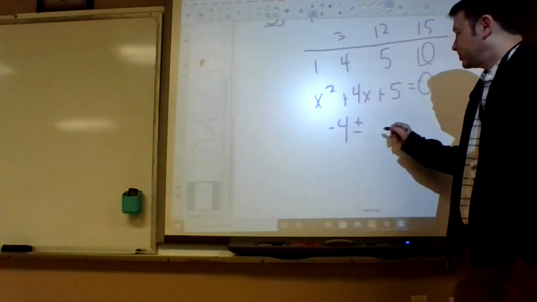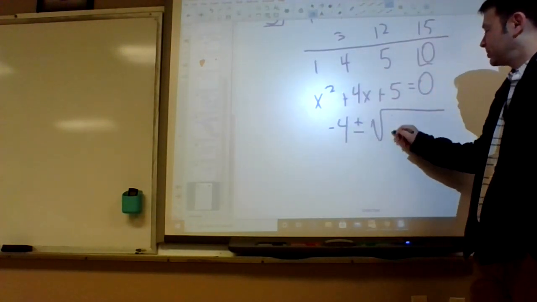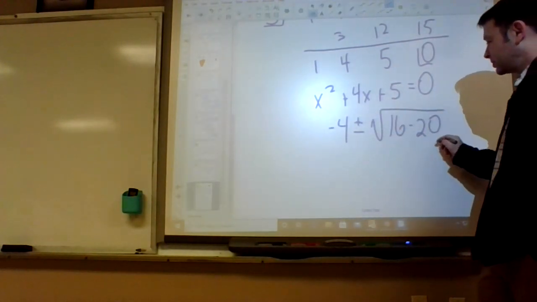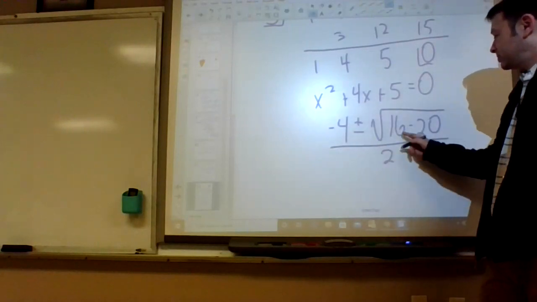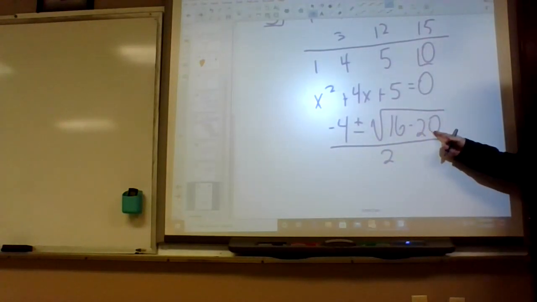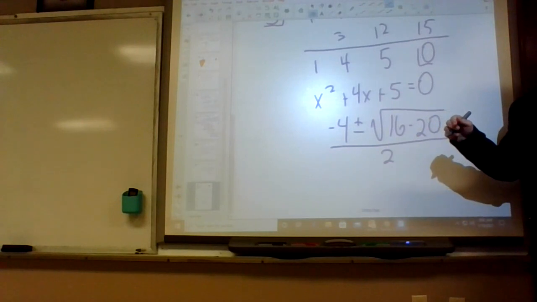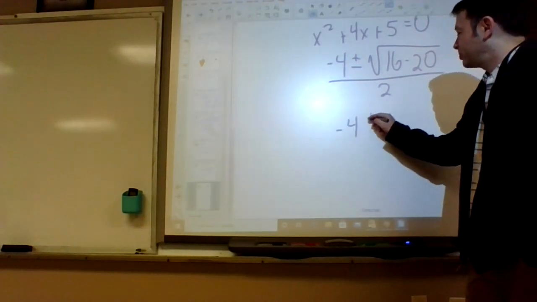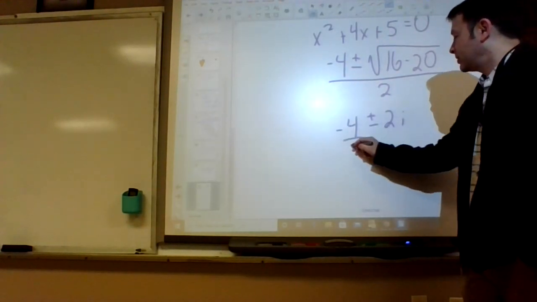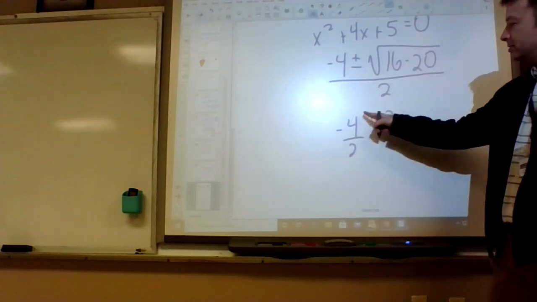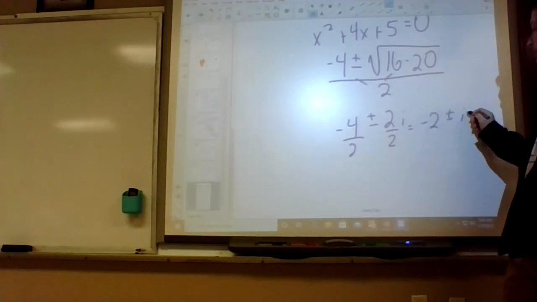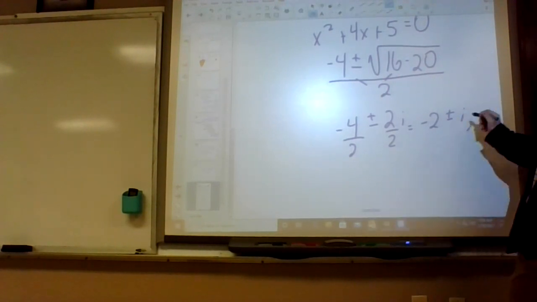I'm doing it. Negative 4 plus or minus the square root of 16 minus 4ac over 2a. 16 minus 20 is negative 4. Square root of negative 4 is 2i. So it's going to be negative 4 plus or minus 2i, each of them over 2. I split it, as you can see. So it's negative 2 plus or minus i. What was our first answer? 3.